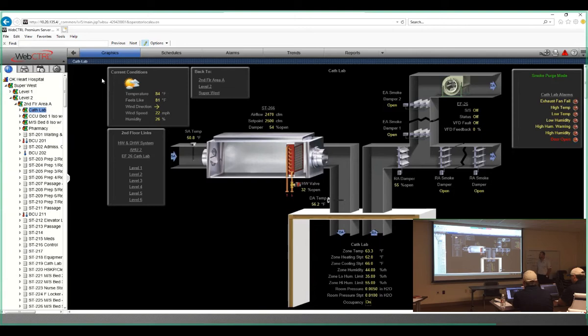I think there might have been a little more specific humidity set points. I think that's why you might see that different on this one. But it should operate the same way as the ORs.